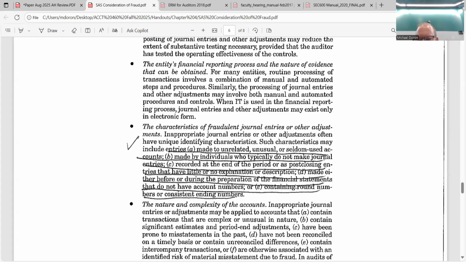And then this one, containing round numbers or consistent ending numbers. You guys know a real life transaction is never exactly $2,000. But if somebody's just trying to boost the income a little, they might do something like that. Just write in $2,000. So when you see a lot of round numbers like that, that's a red flag. You want to look closely at that.